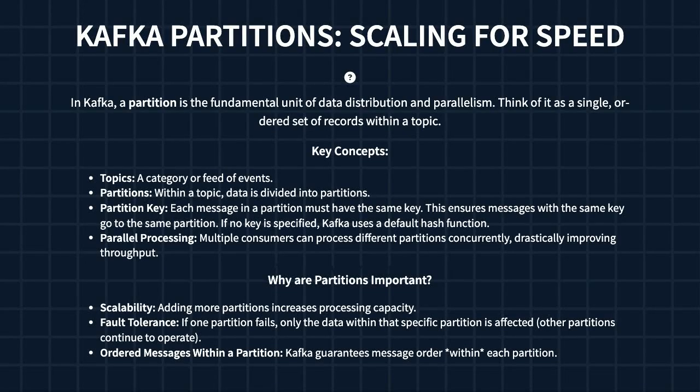Okay, let's talk about partitions in Kafka. They're super important for understanding how it works and why it's so scalable. A partition is essentially a single slice of data within a topic. Think of a topic like a category, maybe user activity, and then each partition holds one specific set of user activities. Messages with the same key go into the same partition, which ensures related messages stay together. Because you can have multiple consumers reading from different partitions simultaneously, Kafka's able to handle massive amounts of data really quickly.